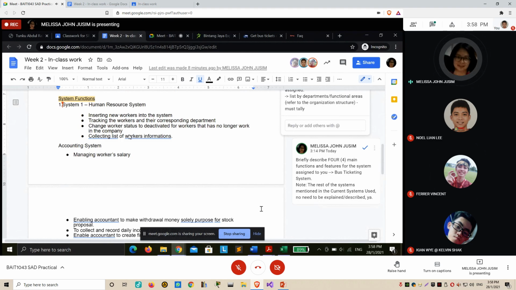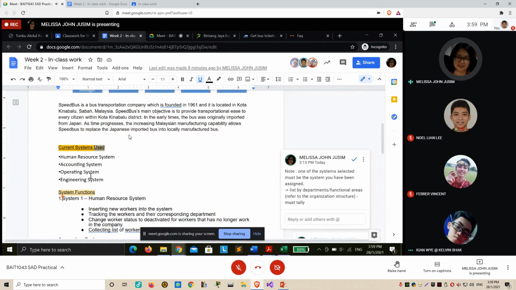I was waiting. Why are there no changes? Where's the bus ticketing? I was waiting for you all to do the correction. Otherwise, you can get 5 marks today. We didn't understand properly. It's clear, I think. Describe for the system assigned to you, which is the bus ticketing system. It means the bus ticketing system should be here. One of the systems selected must be the system that you have been assigned. It must be here. We didn't comprehend properly. Okay.